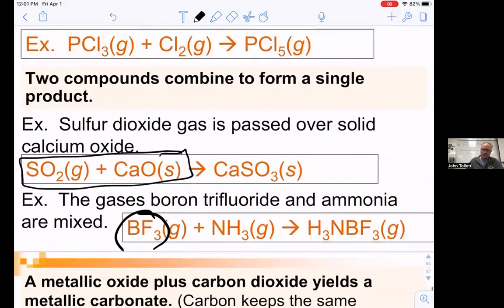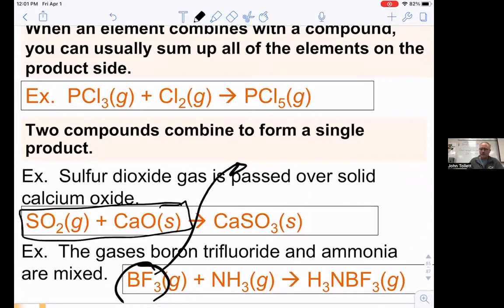Let's see if I got some room. I don't really. I'll write it up here. But BF3 has 3 fluorines around it like so, and no lone pair of electrons. It breaks the octet rule going low.